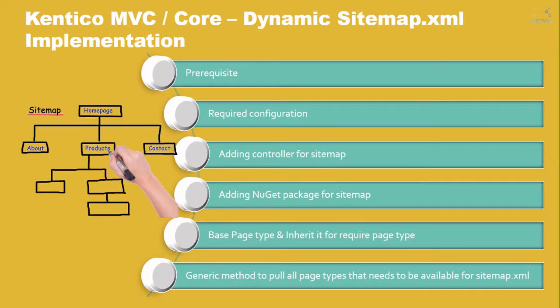Hi guys, in this video we are going to see how to implement Sitemap.xml dynamic content in a Kentico MVC core project. What you are seeing, we are going to have homepage, about, products, and contact. This is going to be replicated on the sitemap.